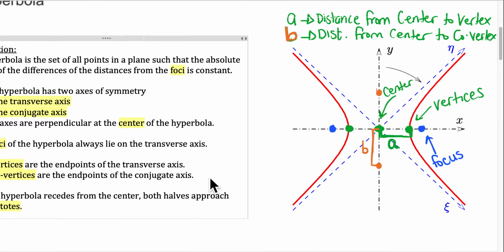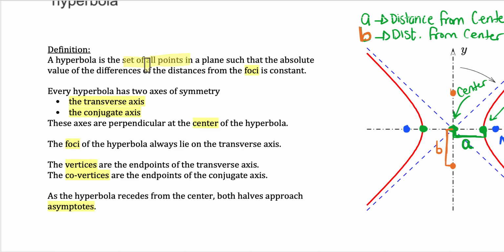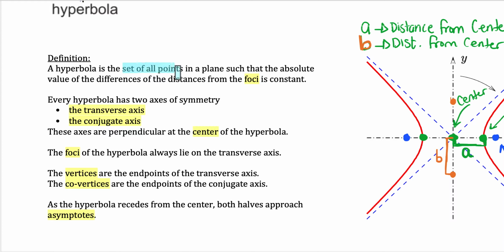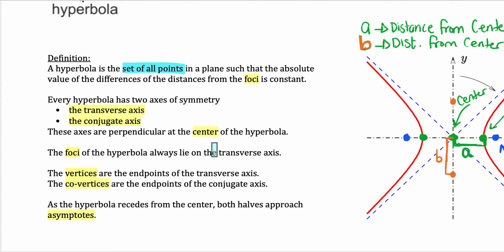That is the definition. So let's reread the definition now. It should make a little bit more sense. A hyperbola is the set of all points. Remember we spoke about how the set of all points is always going to be in the definition. The set of all points in a plane such that the absolute value of the differences of the distances from the foci is constant. Again, the difference between this right here and this right here is always going to be the same number. Okay.